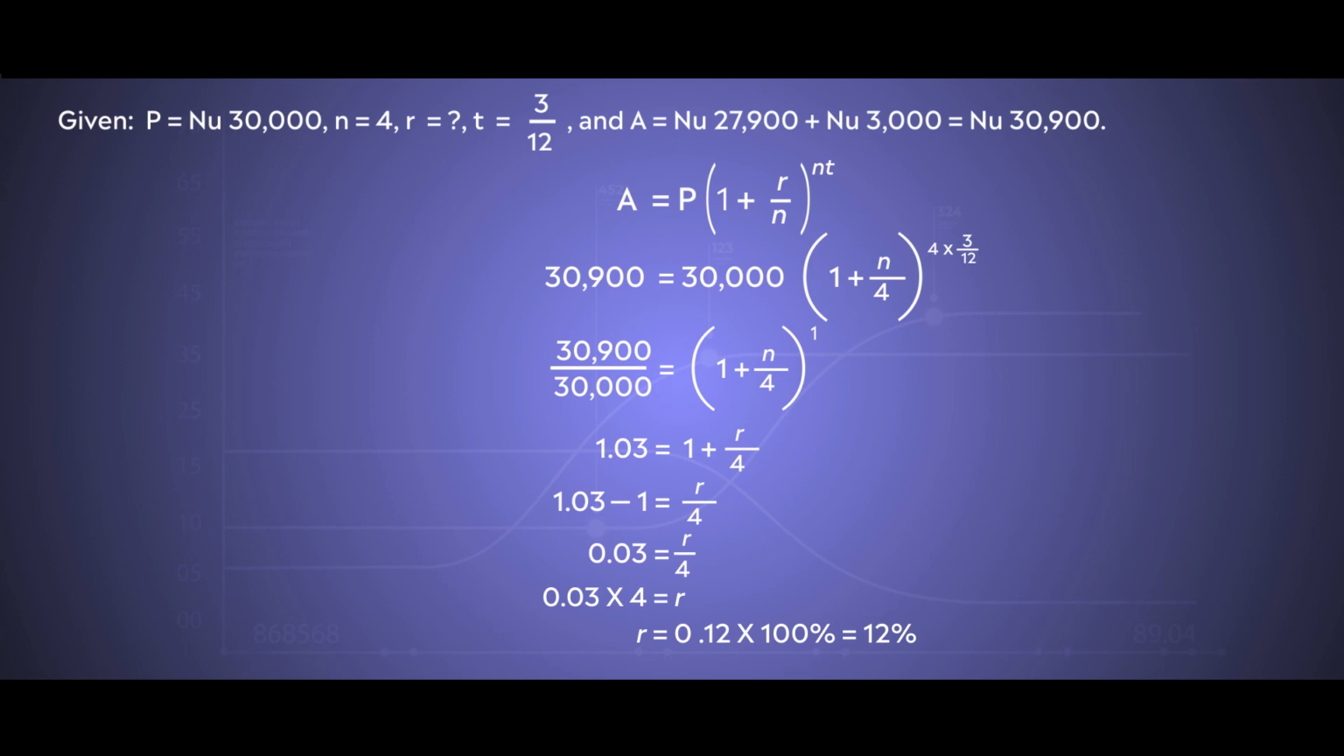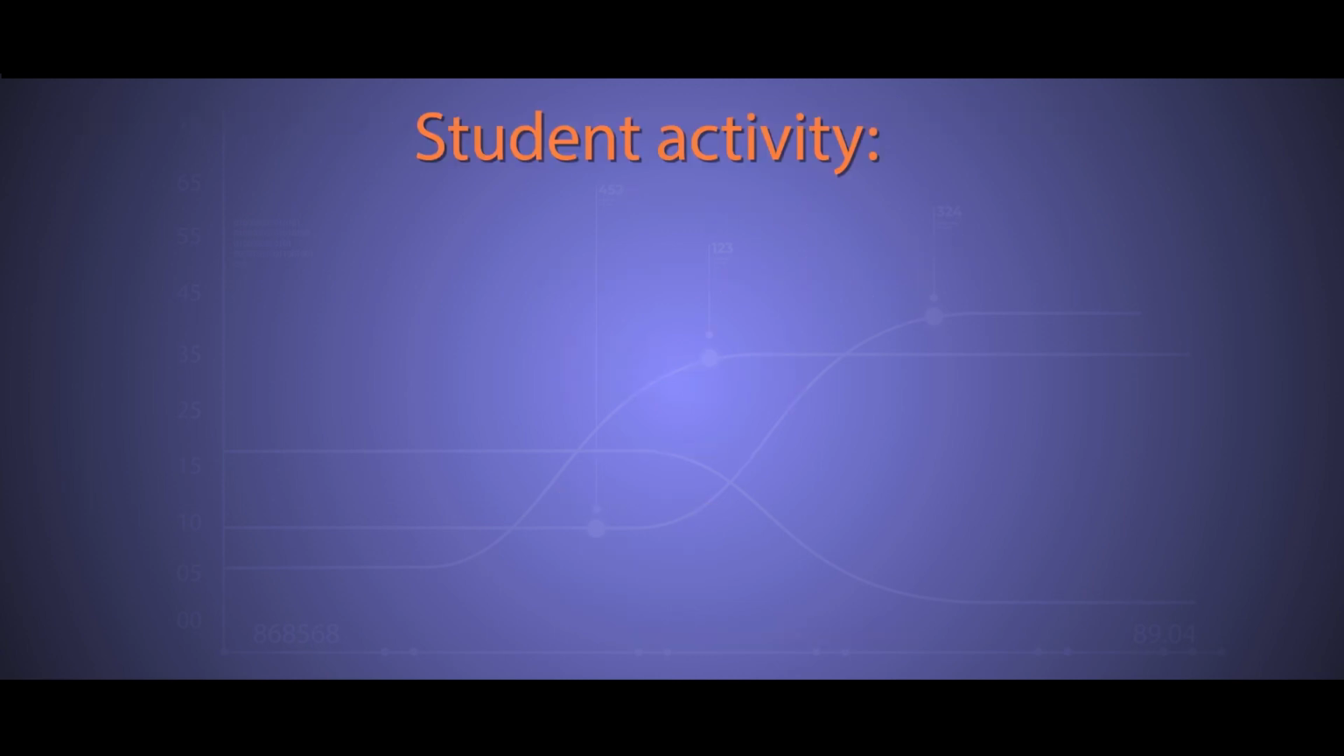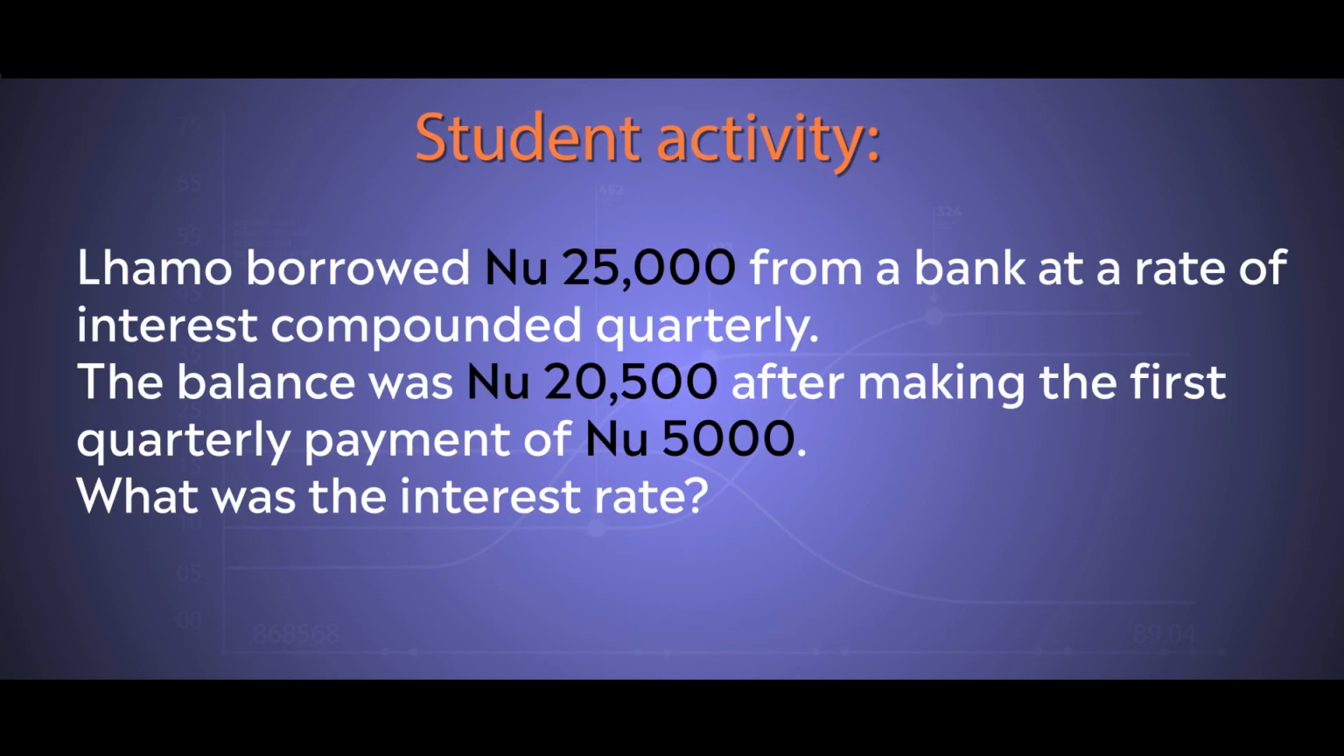When you find a rate, remember those steps. Follow the BEDMAS. Now I have one activity. Let me read out the question. Hamo borrowed Nultrum 25,000 from a bank at a rate of interest compounded quarterly. The balance was Nultrum 20,500 after making the first quarterly payment of Nultrum 5,000. What was the interest rate?